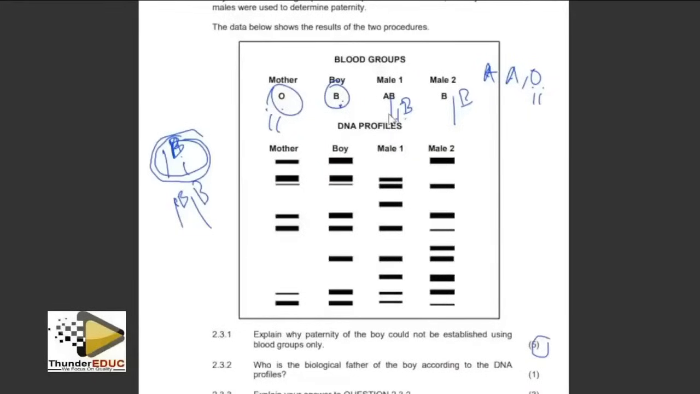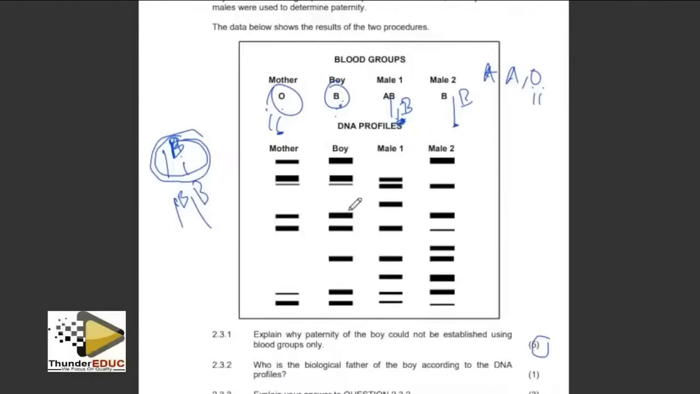And then the male with this blood group can give this allele for B to the boy, so he can be the father. Or this one can also give 1 allele for B and get another one from here, and can also be the father. That's why we cannot conclude using blood group who is the father of this boy. As I repeat, blood group can only be used to eliminate the possibilities which cannot happen in a situation. Who is the biological father of the boy using the DNA profile?